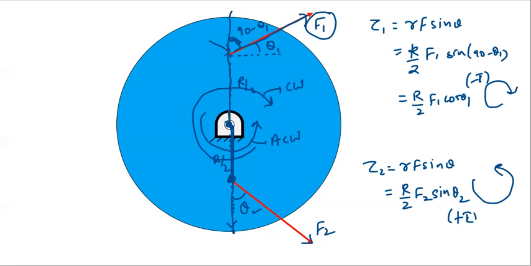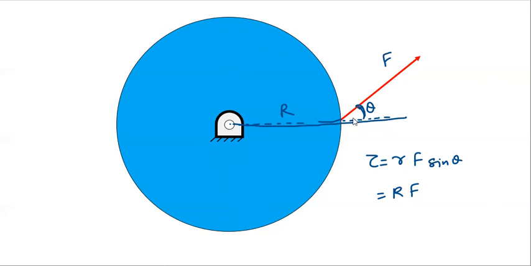Okay. Now let's take one more example. Suppose the force is applied like this and this angle is given to you. Suppose this angle is theta. Now what you do is just join this, so this distance will be r. So torque will be r f sine theta. So what will be r? What will be f? And how to calculate theta? You just extend this line. So the angle between r and f is theta. So the torque will be r f sine theta.